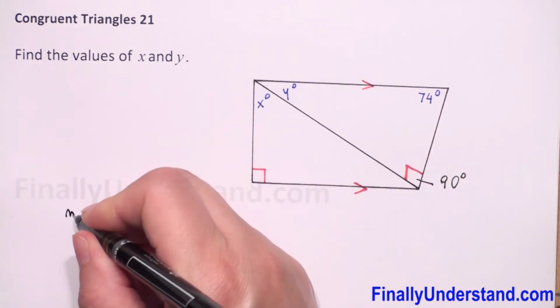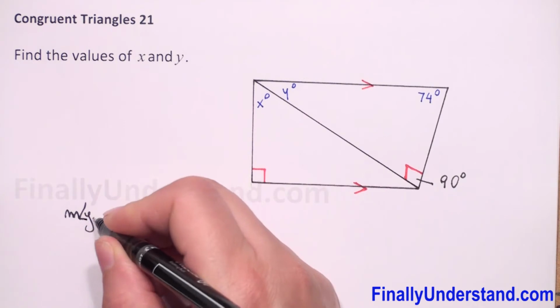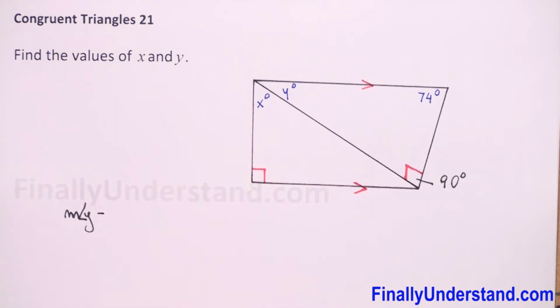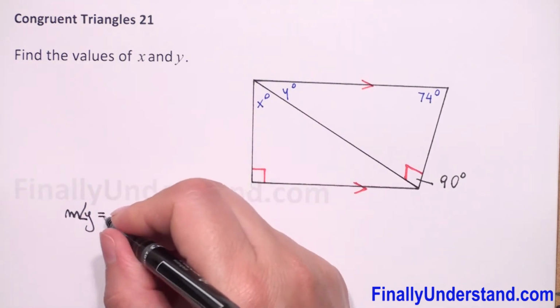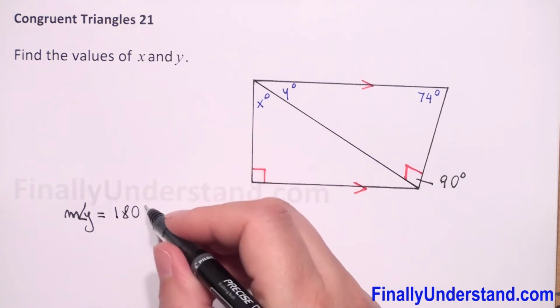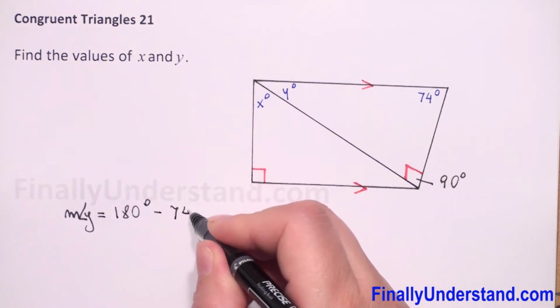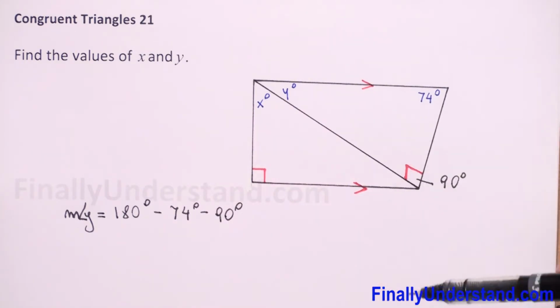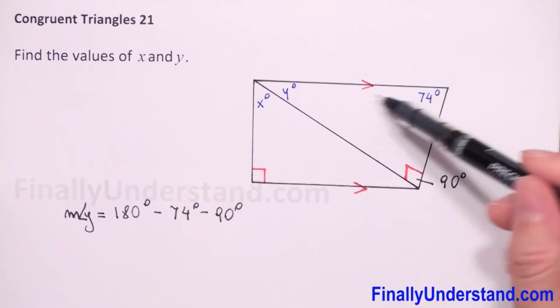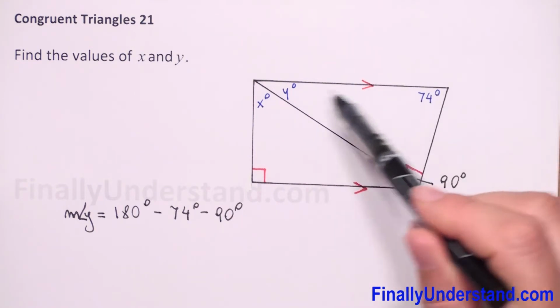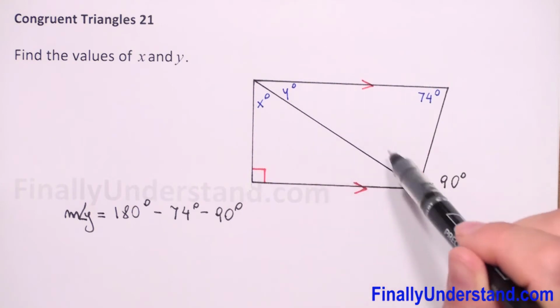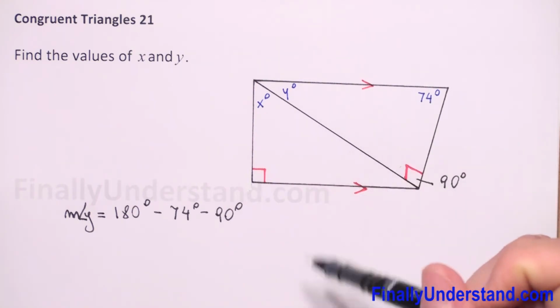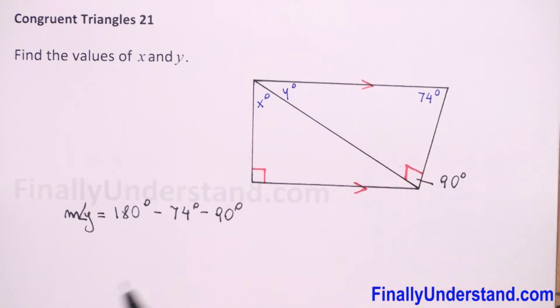So measure of angle y is equal to 180 degrees minus 74 degrees minus 90 degrees. One more time, how I get this? Because we have here a triangle and the measure of interior angles of a triangle is 180 degrees. That's why the measure of angle y is 180 minus 74 minus 90.